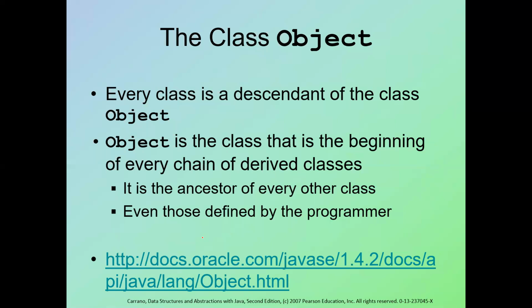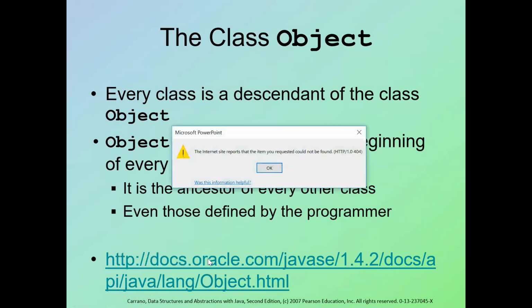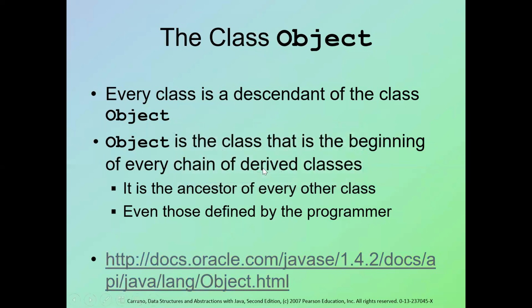So every class is a descendant of the class Object. Object is the class that is the beginning of every chain of derived classes. It is the ancestor of every other class, even those defined by the programmer. And it's helpful to look at what is included in the Object class, because you'll see some familiar things in there. I guess Oracle changed its organization.